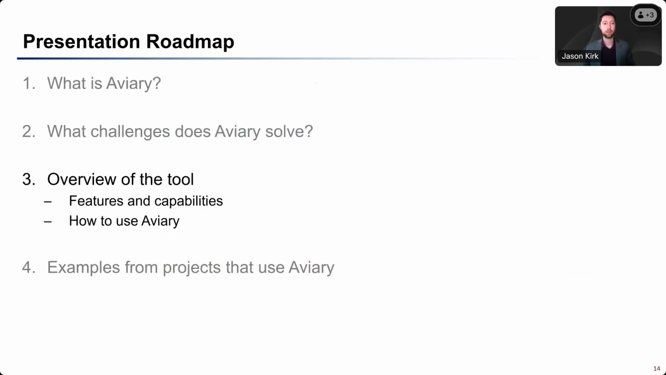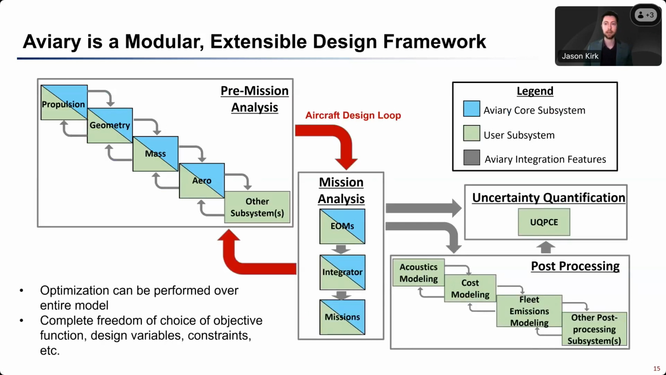So next, I want to talk a little bit more about actually using Aviary. What does it look like inside? How does it work? What makes it tick? And what it looks like to use it. And I'm going to start by going into a lot more detail about the modularization of the code, because that's a really core piece of it. It can be not just a tool, but also a framework.